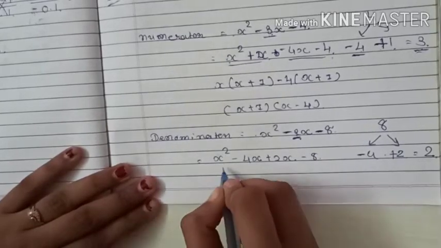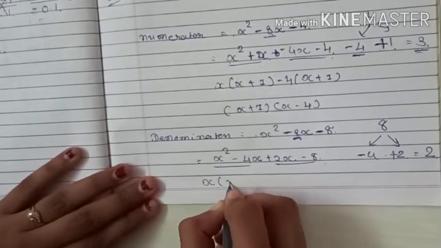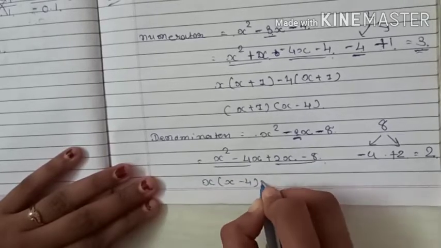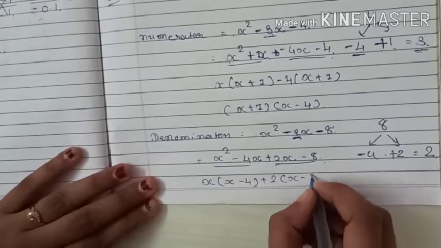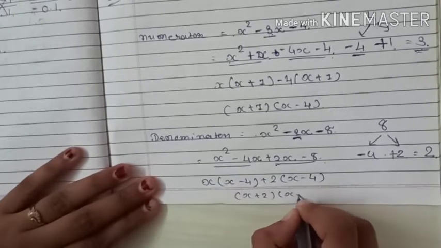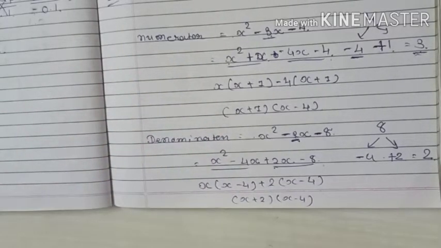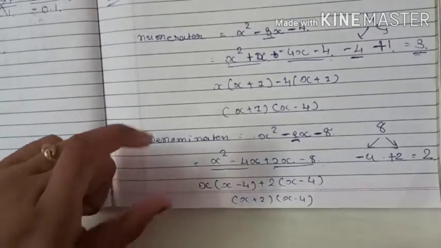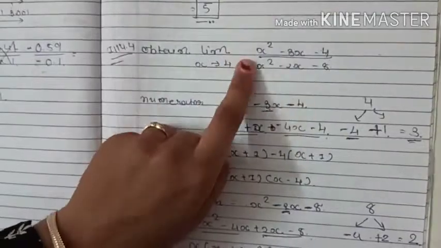Right? Let's take x minus 4 common. Here we take 2 common. So x minus 4 times x plus 2, x minus 4. Right? We have solved both the numerator and denominator. Now let's put the solution of the factorization in our limit function.